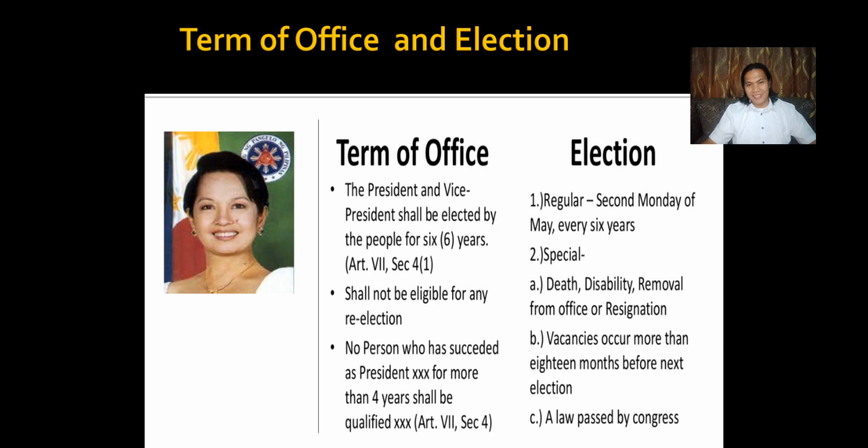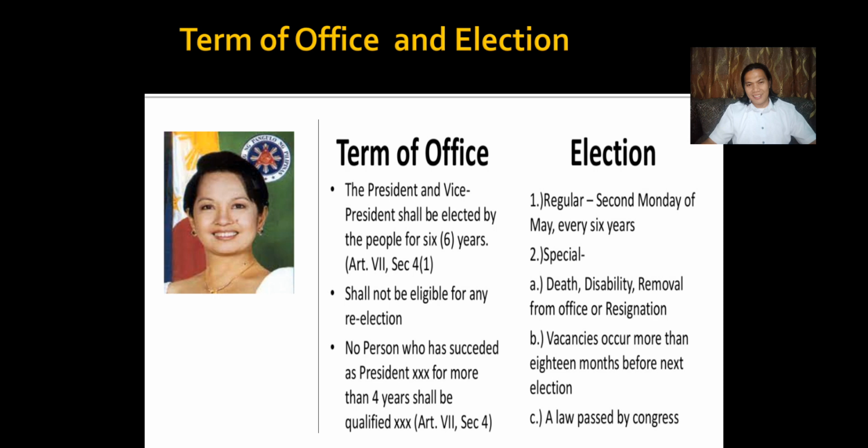Moreover, the vice president who has succeeded and served as a president for more than 4 years, even in an acting capacity, is disqualified for election in the same office. So just like Gloria Macapagal Arroyo, she continued the term of Erap Estrada, but for less than 4 years. That's why she was allowed by the Constitution to run as a president on the second term.